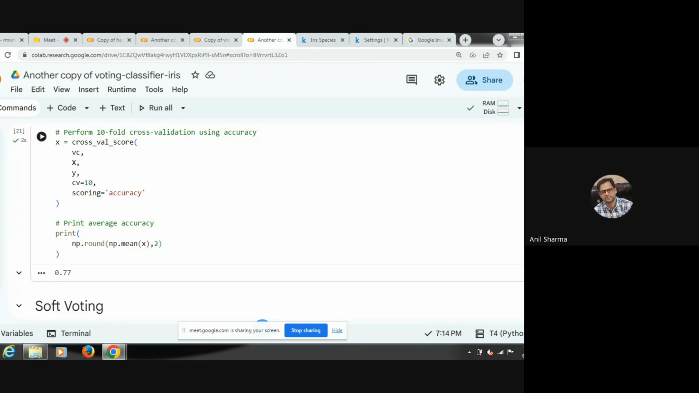But in soft voting also, we are calculating the probability here. My concern is, how will we take a probability function? If it is more than 0.5, we'll take it as 1 in all probability also, right? No. So the answer is simple.